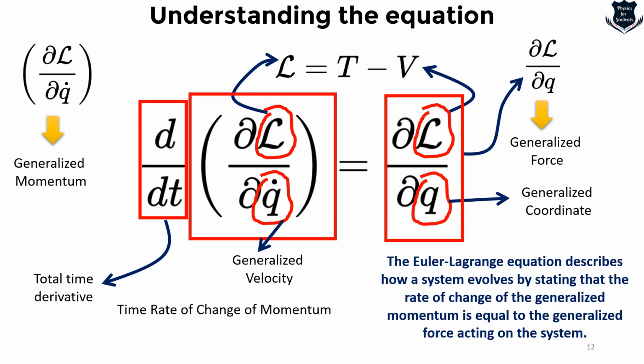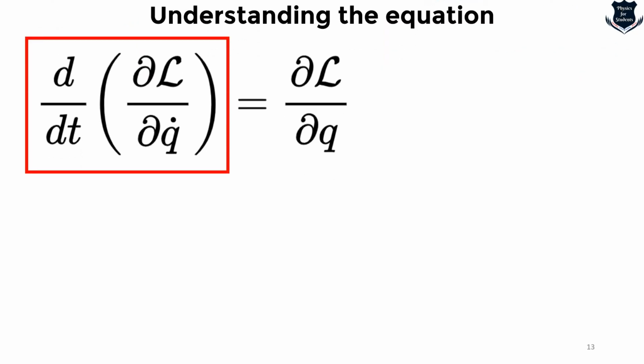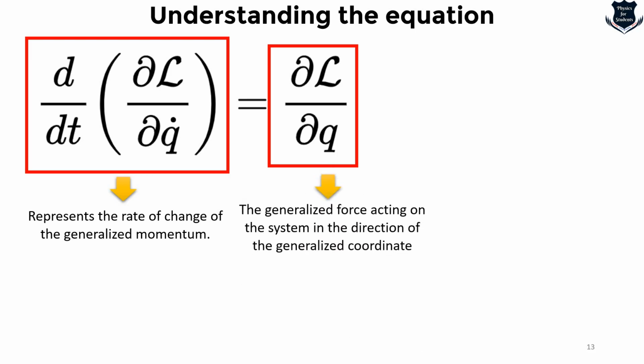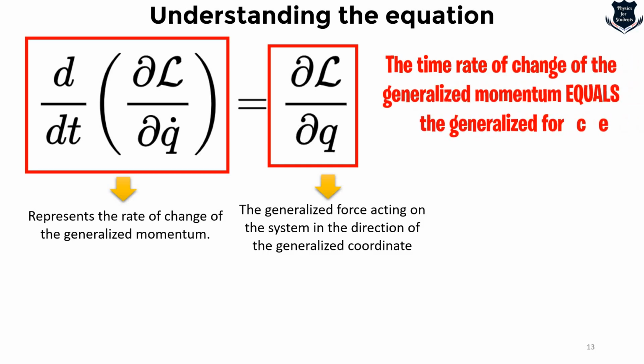So overall, what we can say is that the Euler-Lagrange equation describes how a system evolves by stating that the rate of change of the generalized momentum, which is on the left hand side, is equal to the generalized force acting on the system. Overall, we can say it is a balance of the laws of nature. So here is another version of this. This part is the generalized momentum. This part is the generalized force, and the time rate of change of the generalized momentum equals the generalized force. But we will see later that this actually leads to F equals ma. This is Newton's second law.